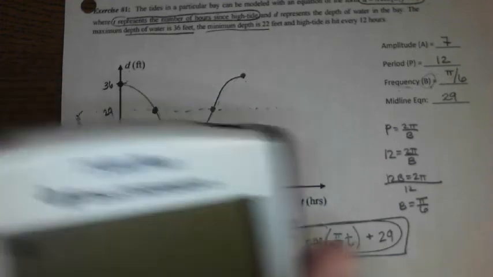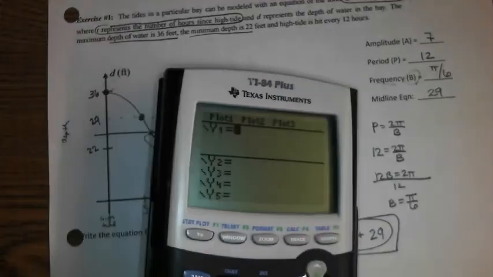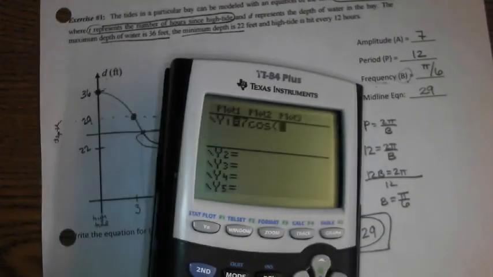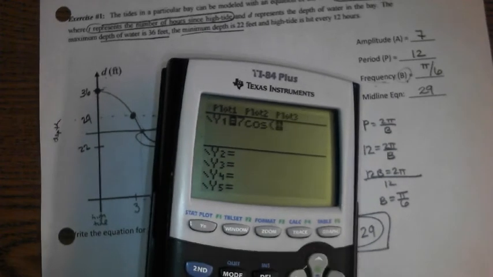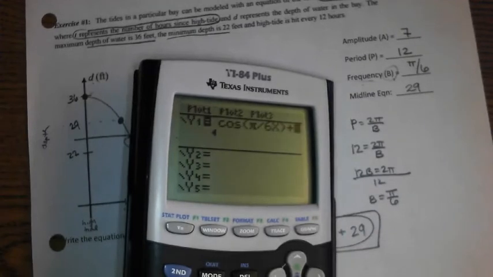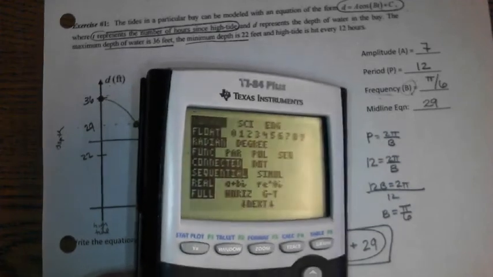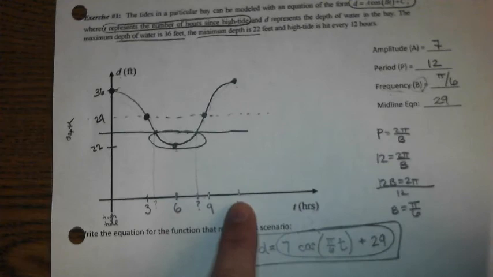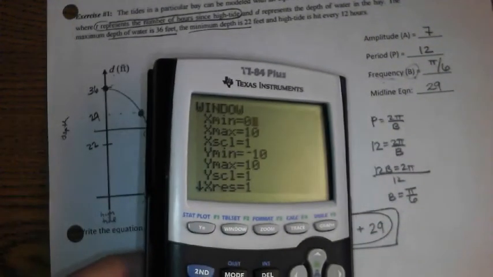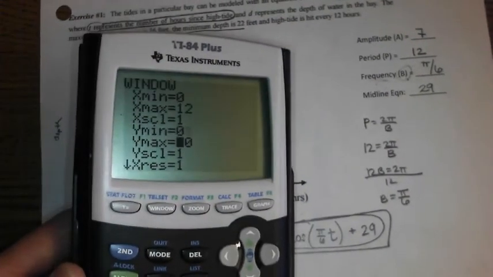Yes? So if I type this onto my calculator, the function I wrote, which is 7 cosine, what mode do I have to be in? Good. Radians. Oh, I thought someone said degrees. Okay, and what's an appropriate window? 0 to 12 hours? Is that good enough? 0 to 12. What's an appropriate Y window? 0 to 36. Let's go 0 to 40 just to make sure we cover it all.